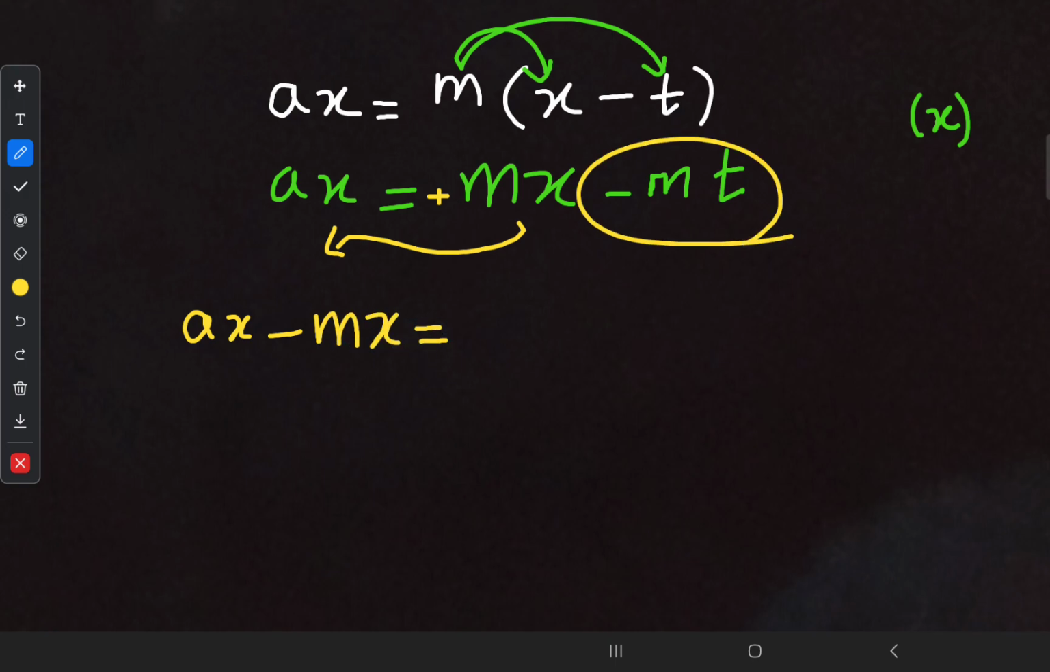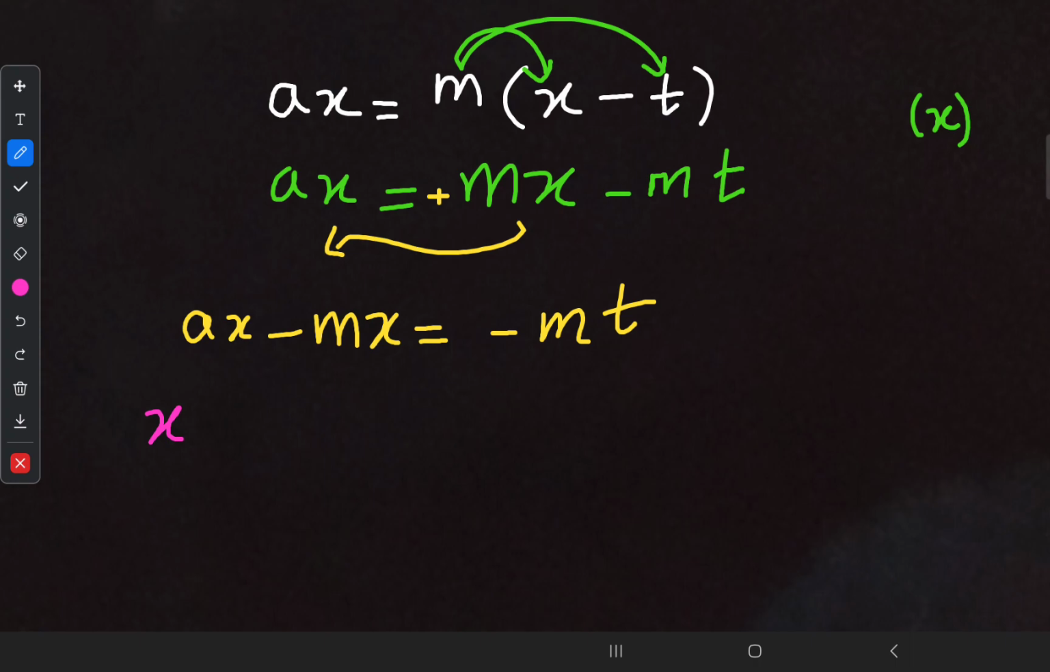Thereafter, we have the remaining value, negative mt. Mostly you will make some mistakes over here. Mistakenly you will write it as just mt, but it is not only mt, it is negative mt. The direction is very important. Then after, in both terms, we can select x as our common factor.